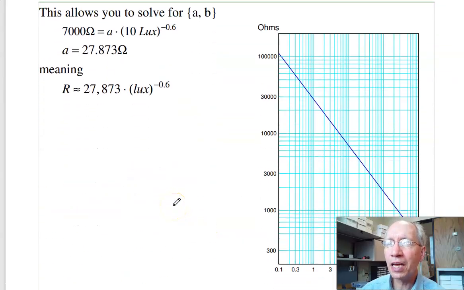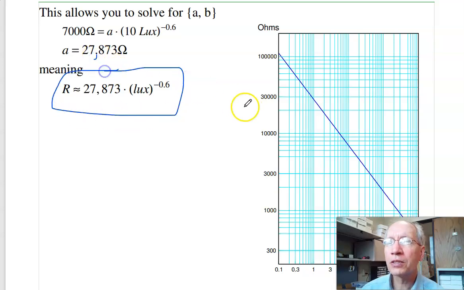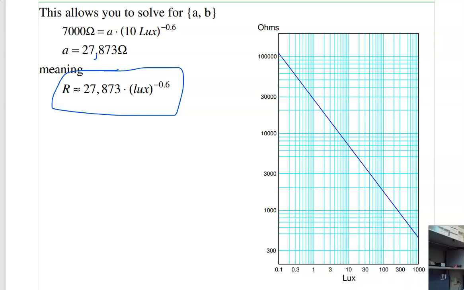With that, I can come up with a mathematical relationship: 7,000 ohms is A times 10 lux to the minus 0.6. Solve for A. So that's roughly the relationship between resistance and lux. If I plot it, here's what it looks like. It's linear on log-log paper. As light level goes up, R goes down.